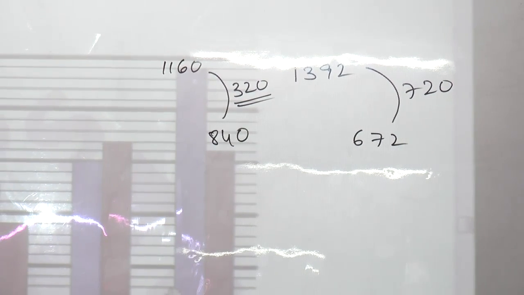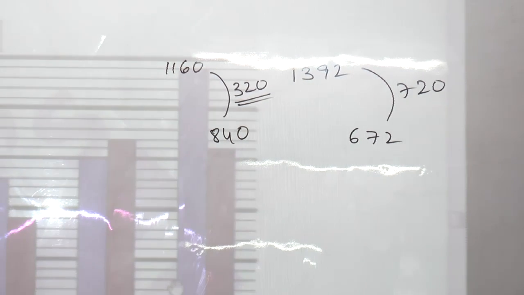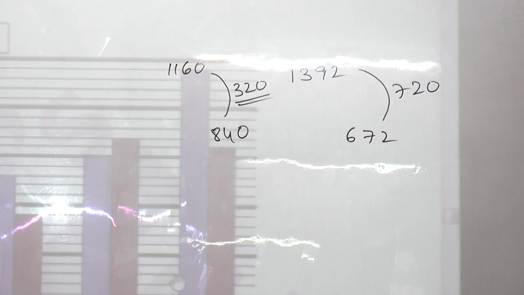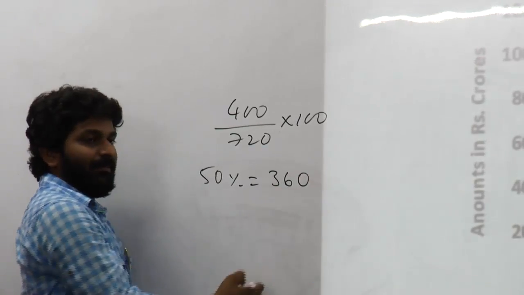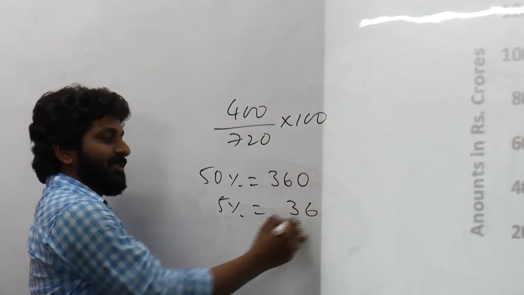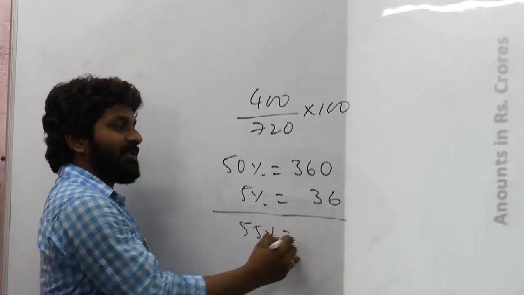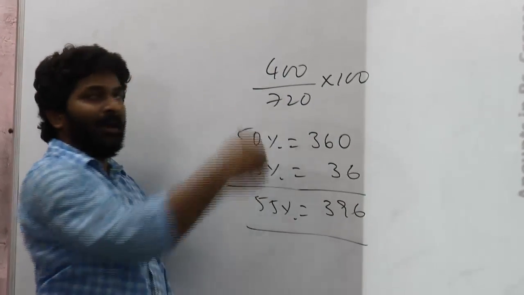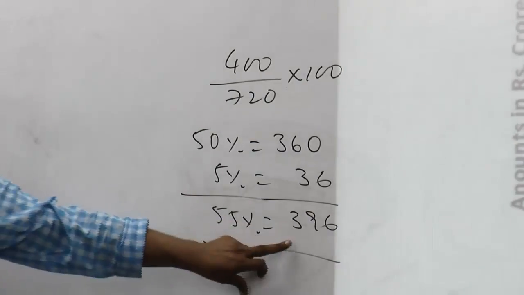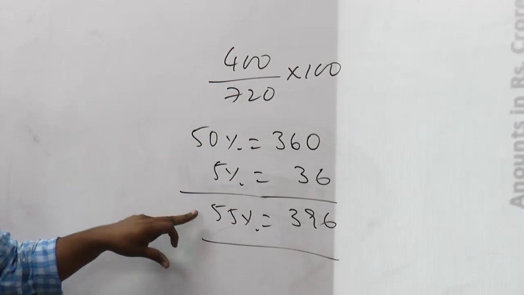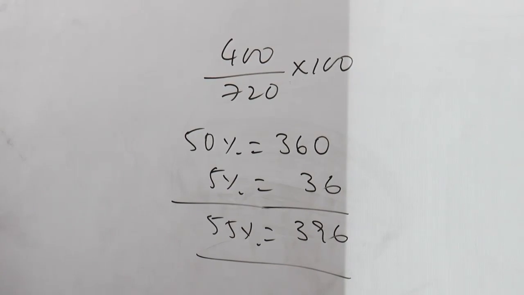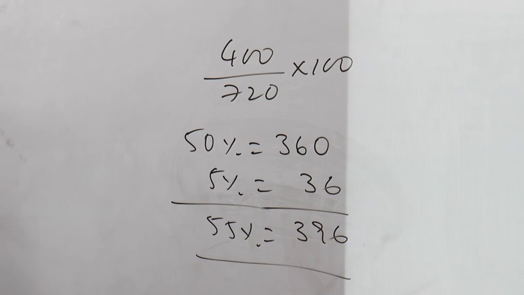But look at your question. Your question is what percent is less than in 2010? 320 is how much less than 720? 400 less out of 720. Percentage, right? So into 100. 50% of denominator is 360. 5% is 36. So 55% is equal to 396. Our numerator is 400. This is just above 396. Answer should be more than 55%, but very close to 55%. Only one option. First option.